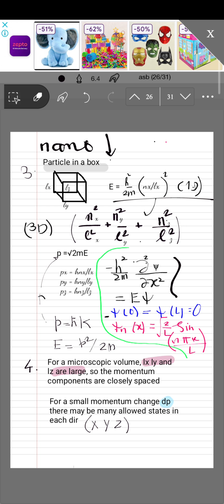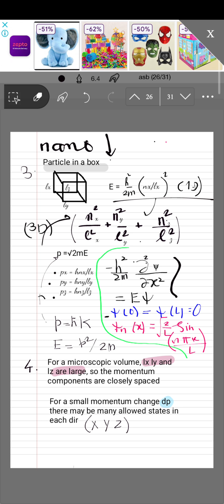Again, if we consider the energy versus P or k relationship, by relating these two equations we can derive that the momentum in the three dimensions x, y, and z can again be expressed in terms of this number and L. So Px can be expressed as h nx by Lx, and correspondingly Py and Pz.